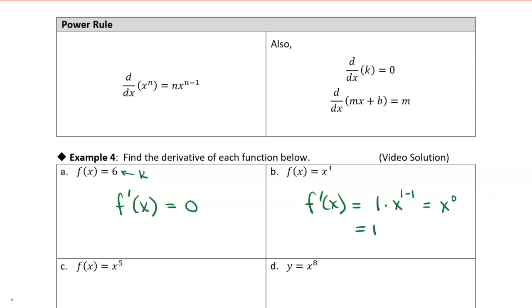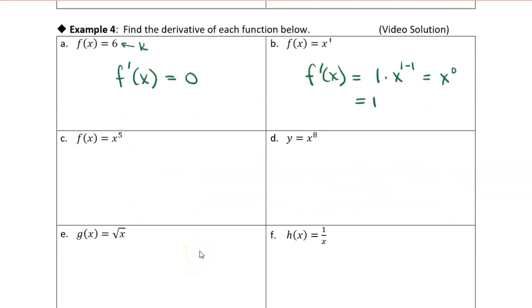So you could use the power rule, or you just recognize that this is just 1 times x, and so the slope of the line y equals x is just 1. So you could also just recognize that the slope of that function is 1. Okay, so the derivative of x is 1.